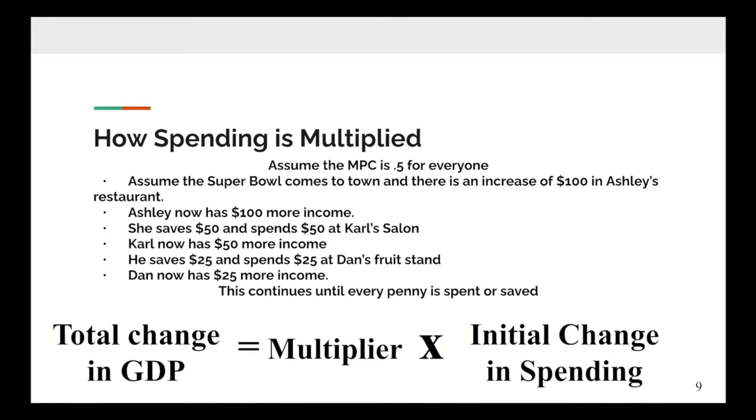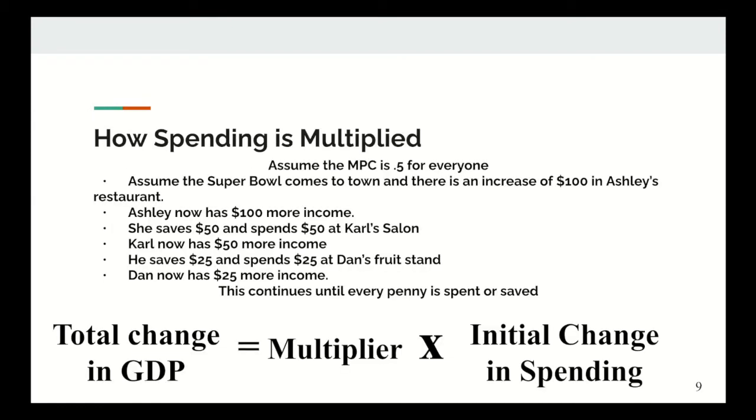So she spent $50 at Carl's salon. Carl now has $50 more income. He's going to save $25 and spend $25 at Dan's fruit stand. Dan now has $25 more income, and this is going to keep going until every penny is either spent or saved. So if we look here, we had an initial increase of $100 in this GDP when Ashley was paid $100, and that's what she received in an increase in income. She got $100. She spent $50, so that's a $150 increase to real GDP. Carl spent $25. That's a $175 increase to real GDP, and it keeps going.